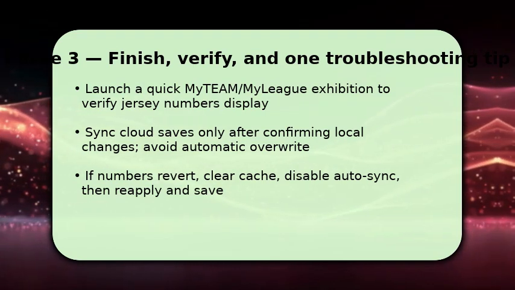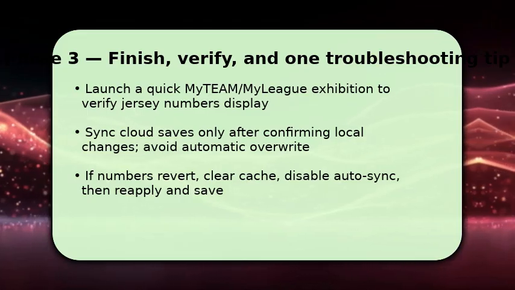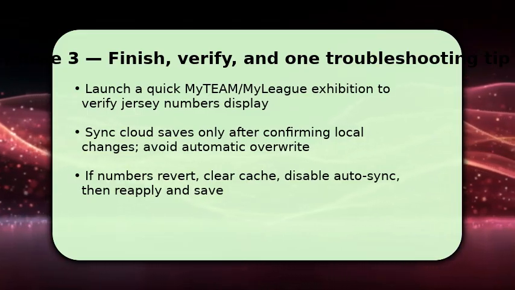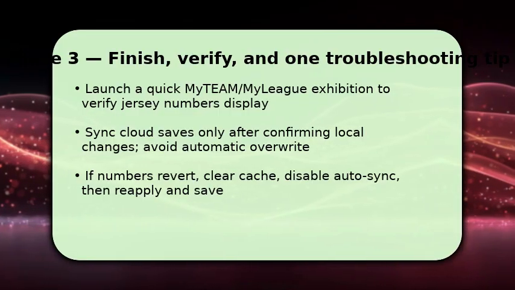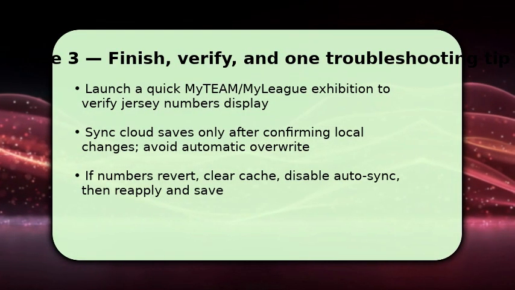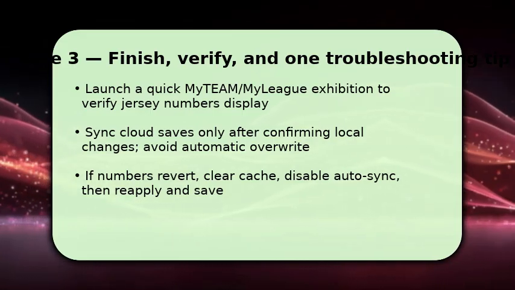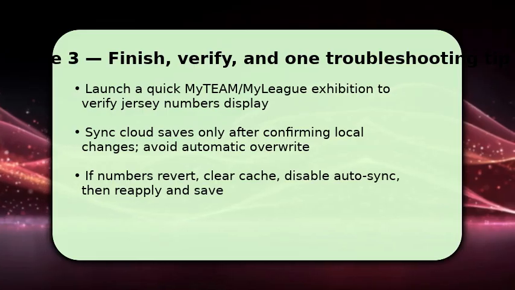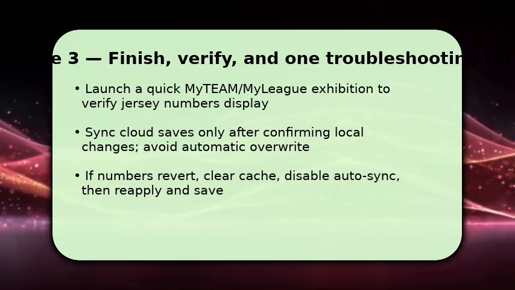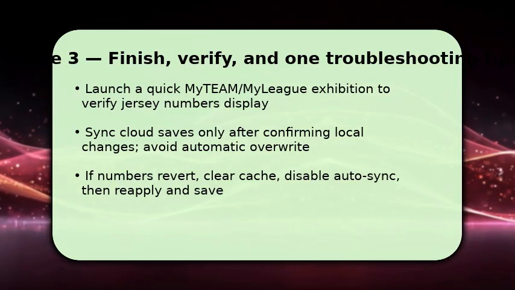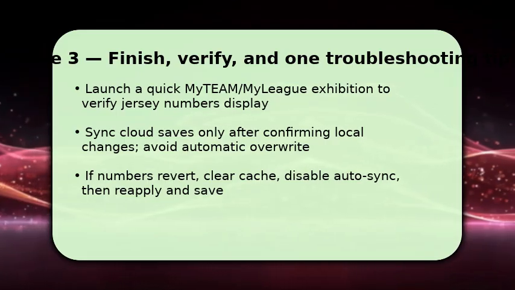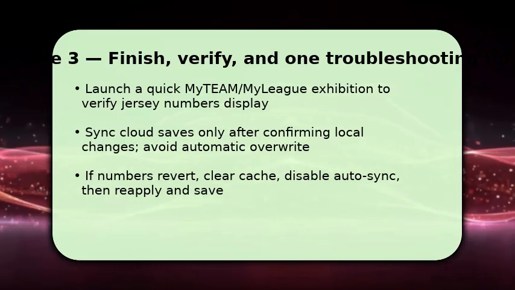Make sure local files are correct first to prevent remote overwrite. If you see reversion or missing changes, clear the game cache, disable automatic cloud sync, and reapply the edits locally. Then save and resync. A common troubleshooting tip: re-import the roster and test on a fresh profile to rule out corrupt save data. This usually fixes persistent reversion issues.